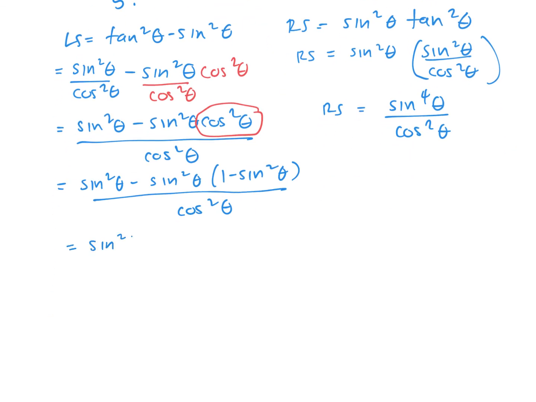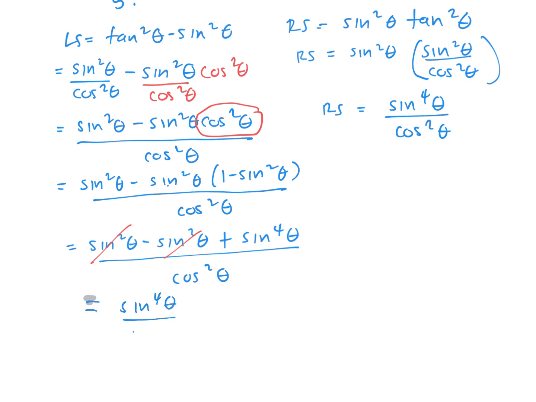So then I would expand brackets, so minus sine squared times sine squared. Then I have negative times a negative is a positive. Sine squared times sine squared is sine to the fourth. And then I see that this term and this term add to 0, which leaves me with sine to the fourth over cos squared. So left side equals right side, and I am done.